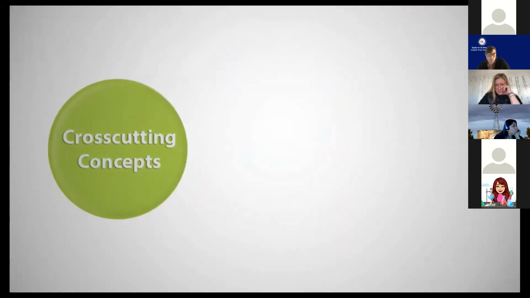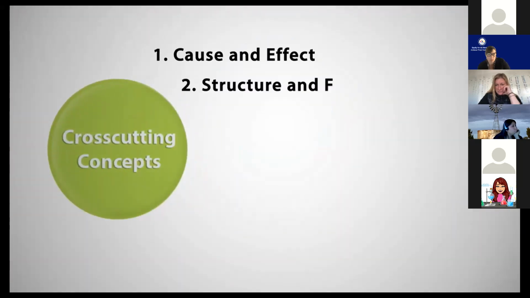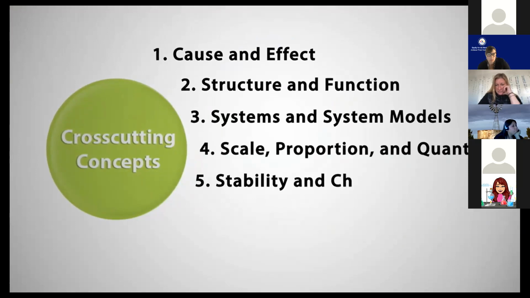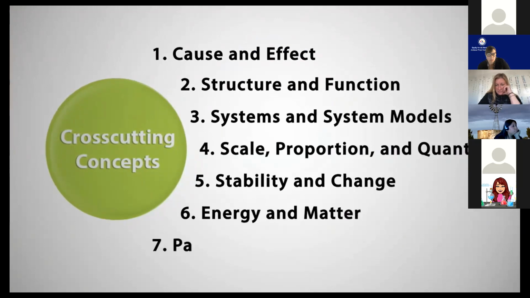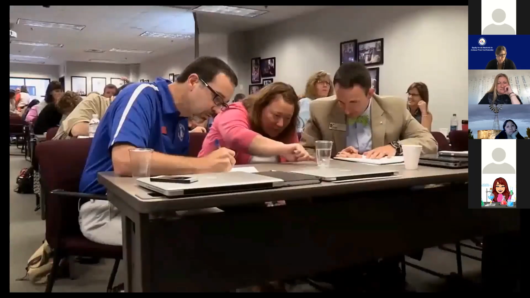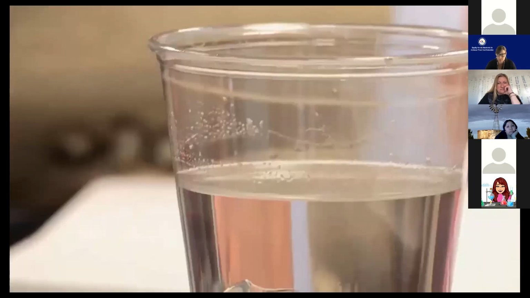Cross-cutting concepts. There's 7 of them. The way we've organized them is around causality, structure and function, systems, scale and proportion, change and stability, matter and energy, and then the last thing, patterns. These cross-cutting concepts are tools that you provide to the children, and they use those tools to make sense of phenomena. So we're looking for changes in the system.